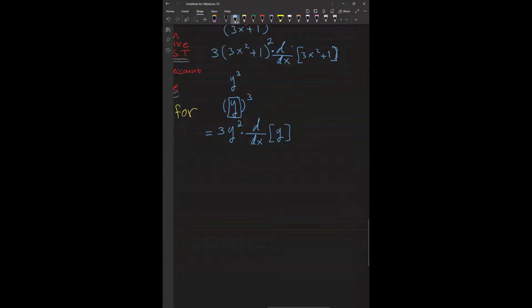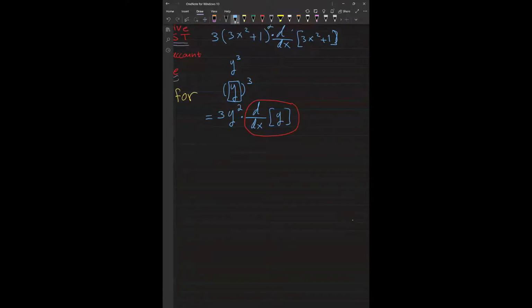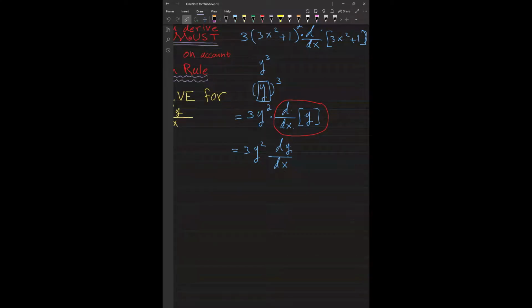Now, what does this say? This says the derivative of y with respect to x, right? This is the same thing. This says the derivative of y with respect to x. And that is why every time we take the derivative of y, we say dy/dx.